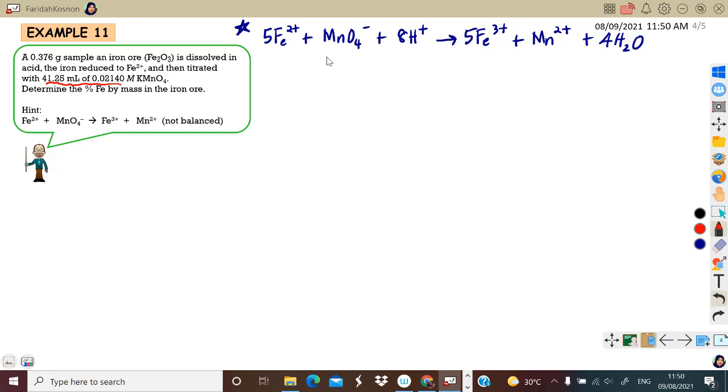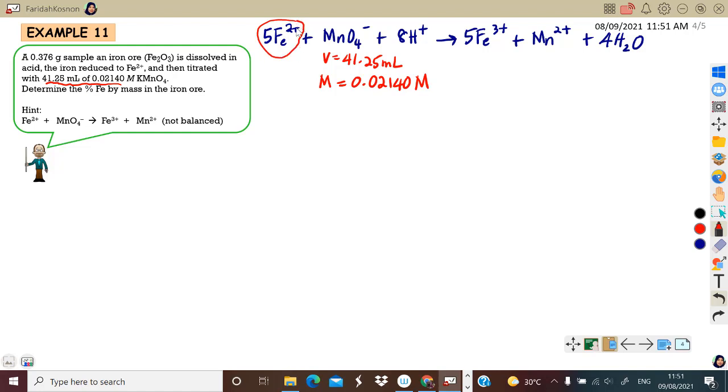So, saya ada volume dia 41.25 milliliter and the concentration of permanganate ion in potassium permanganate is 0.02140 molar or mole per liter. So, kita tidak ada maklumat tentang iron 2+. Okay, we don't have any information about iron 2+.